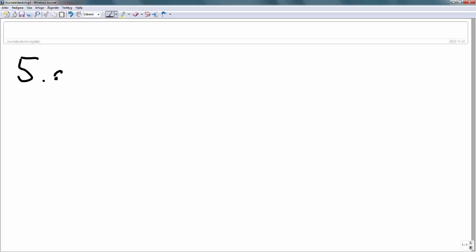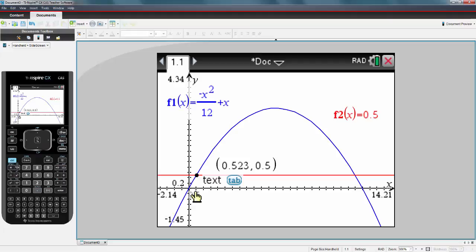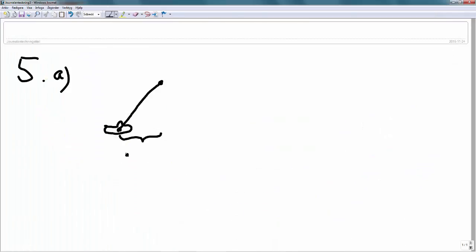5a, just to draw a little sketch, here's the submarine. So the origin is here, okay? And then it launches the rocket, it goes up here and eventually reaches the surface. So we're looking for this distance, and the distance was 523 meters.